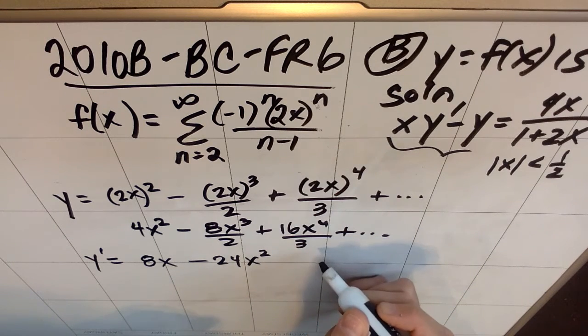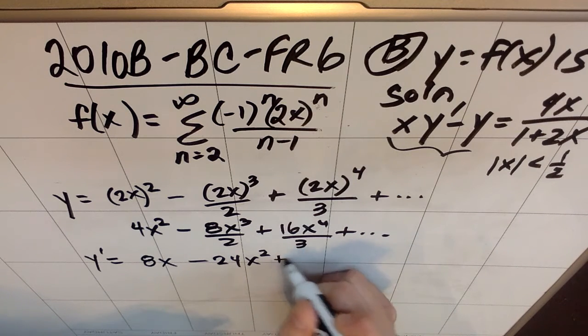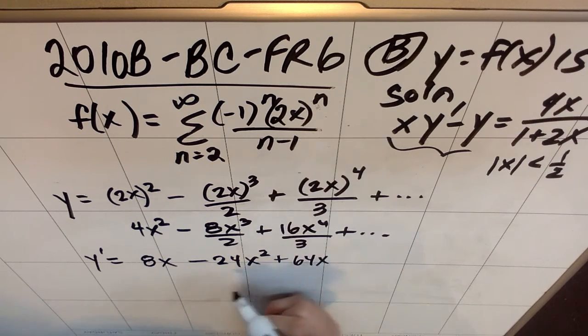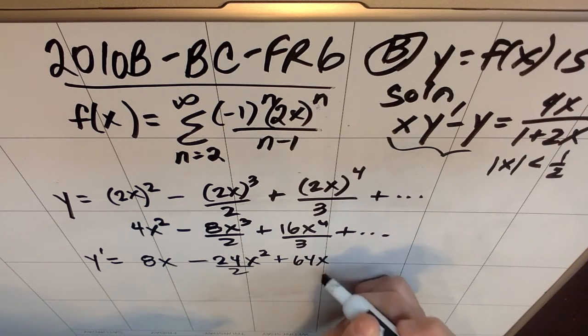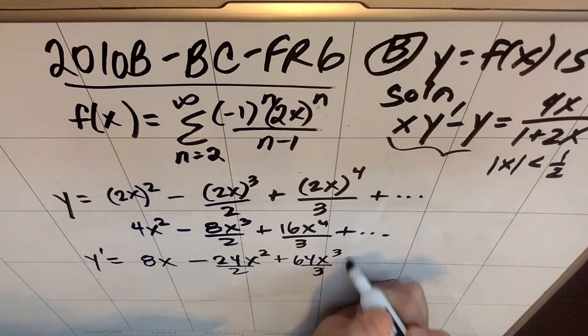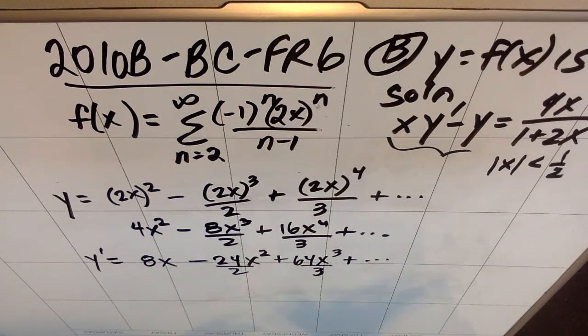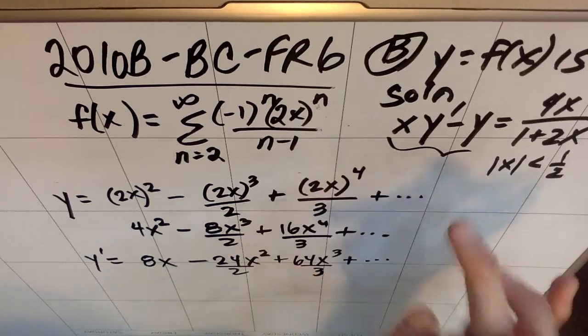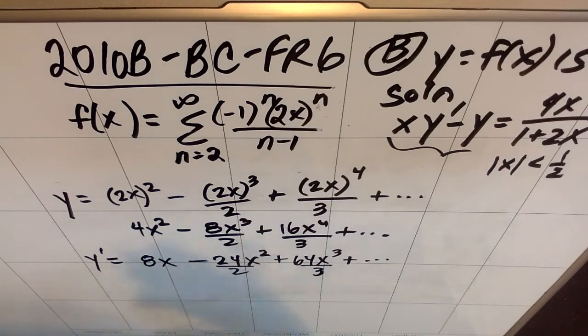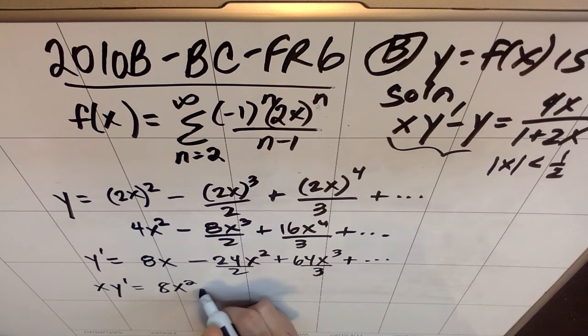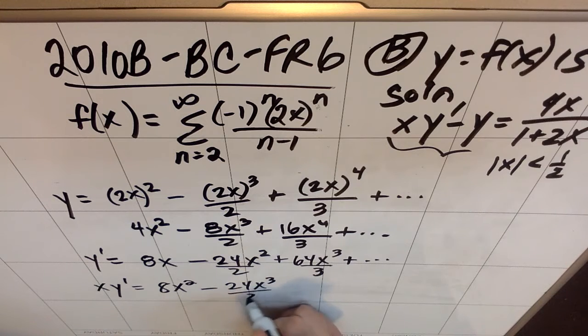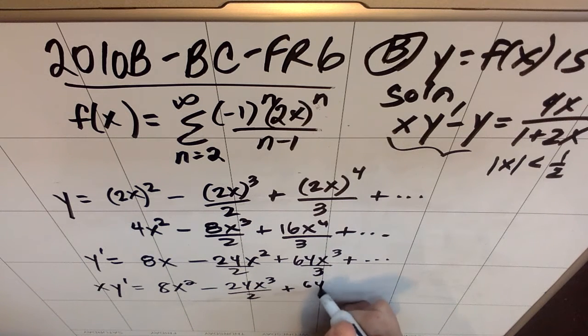When I derive this, I end up getting 24x squared over 2, my bad, 64x cubed over 3, plus and so on. Now, I need to know what x times this is. So let's look at what x times y prime would look like. That's going to be 8x squared minus, and I can make it 12x if I want, I'm going to leave it as 24x cubed over 2 for a sec, plus 64x to the 4th over 3 plus and so on.